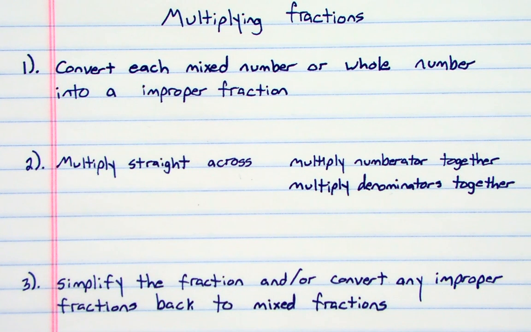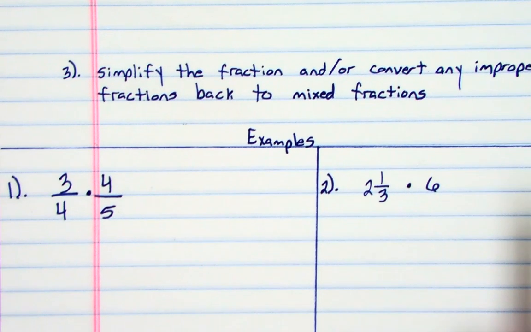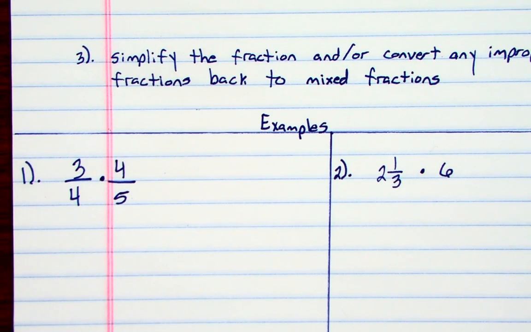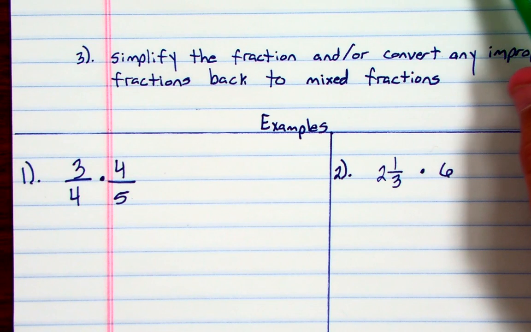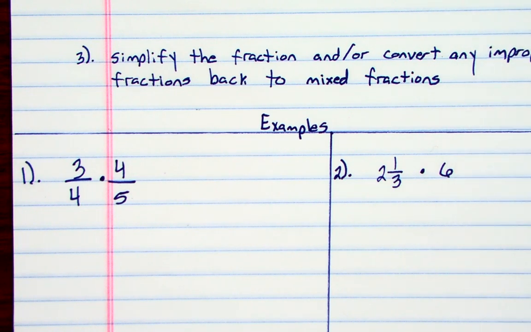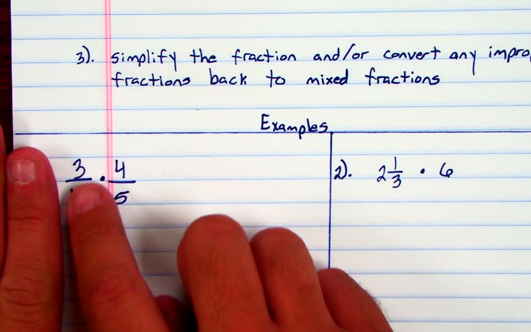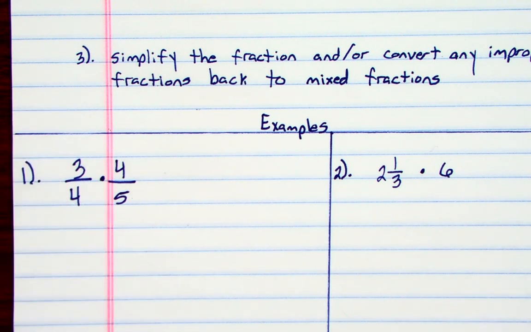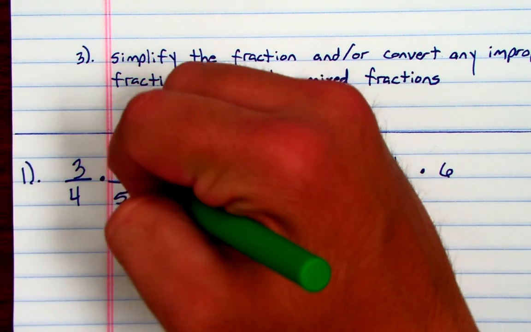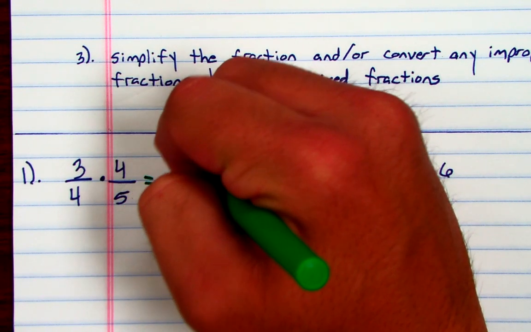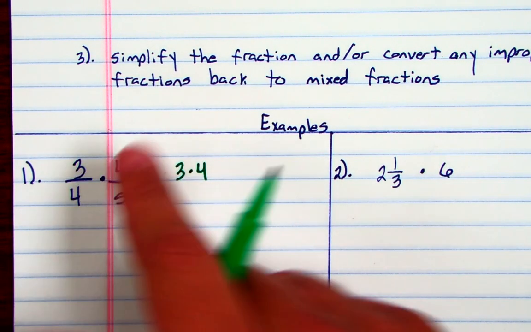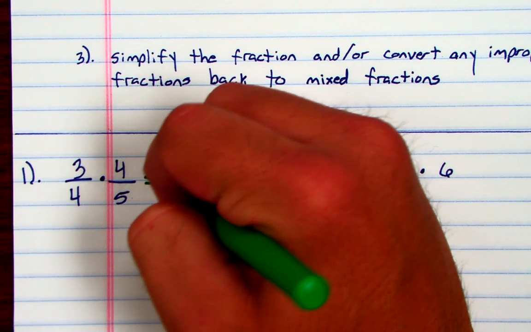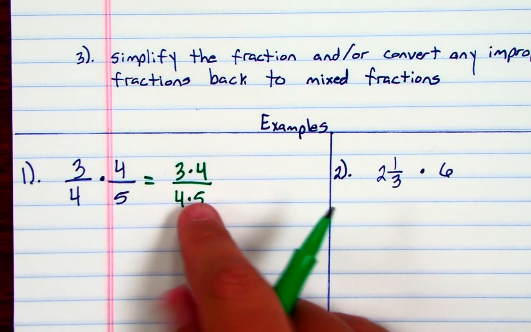Now you're going to see what I'm talking about, because I'm going to do a few examples that I created. The first example is 3/4 times 4/5. Well, step 1 says to convert each mixed number or whole number into an improper fraction. Well, great news is these are just regular fractions. I don't need to do step 1. Step 1's already done. Step 2 says to multiply straight across. So you're going to multiply your numerators or your top numbers together, and then you will multiply your denominators or bottom numbers together.